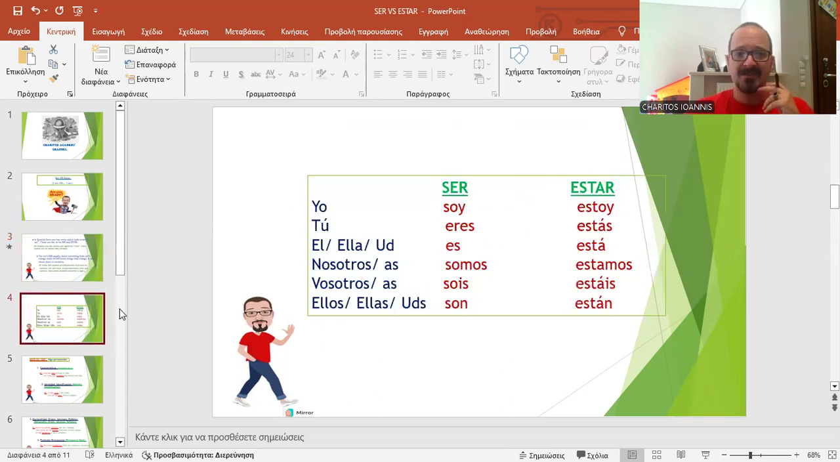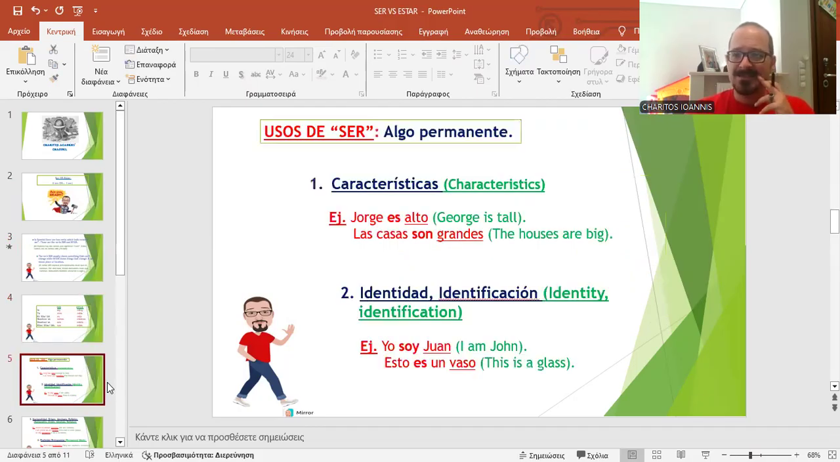And here, guys, you can see the verbs, just in case you're not sure how to conjugate them. Soy, eres, es, somos, sois, son. Estoy, estás, está. Estamos, estáis, están. But let's start analyzing the uses.